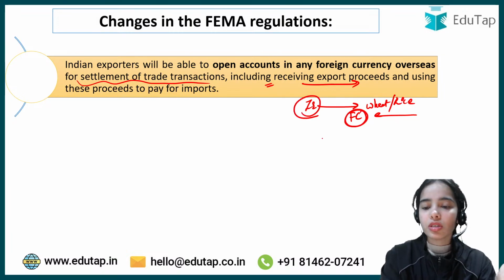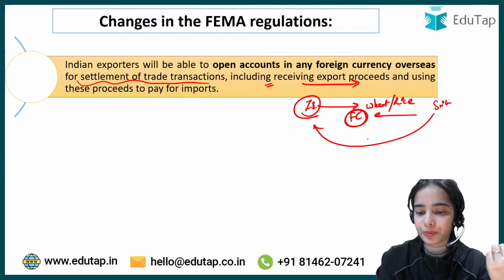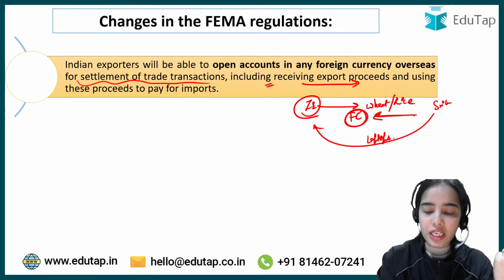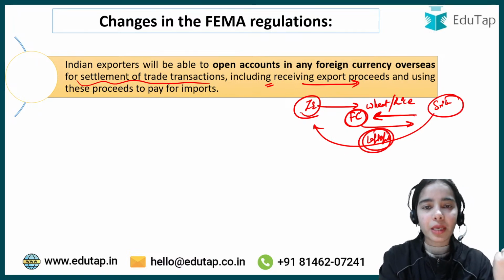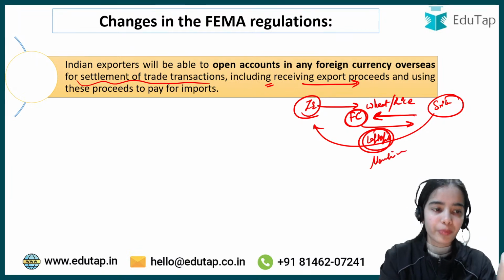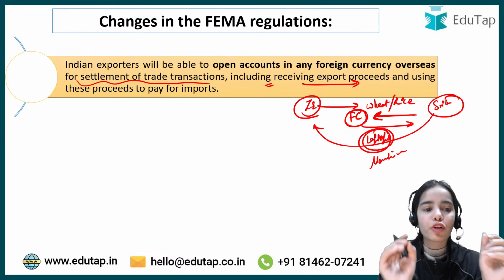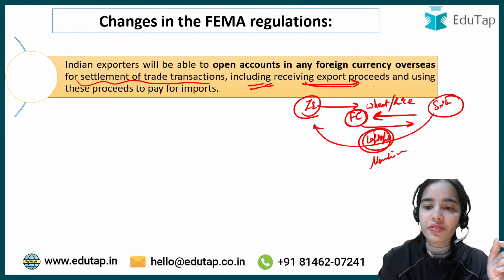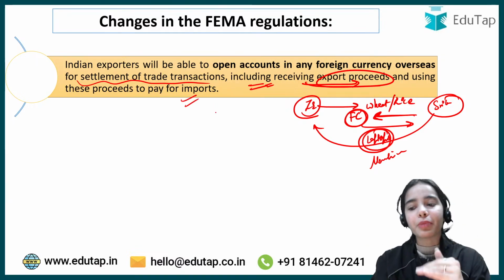Let's say Indian exporters are also buying something from Sri Lanka, let's say laptops. The foreign currency that they have received for the export can be used to pay Sri Lanka for the laptops, or for some machine that is being imported by this Indian exporter. So Indian exporters will be able to open accounts in any foreign currency overseas for settlement of trade transactions, including receiving export proceeds, receiving the export payments, and using these payments to pay for the imports that are happening from that particular country.